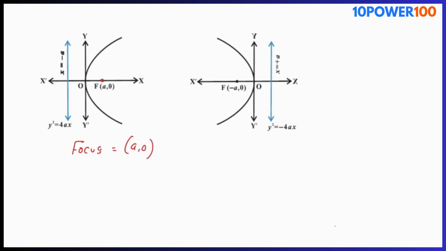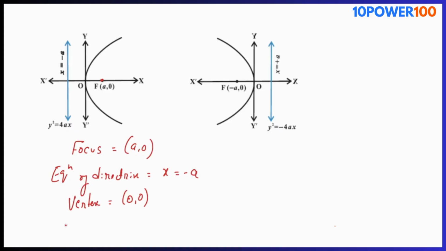Always, if the focus is on x-axis, if it is a positive x-axis, in that case directrix will be opposite to that. So the equation of directrix will be x = -a. If you observe, the vertex point is at 0, so it is (0, 0) we will take.